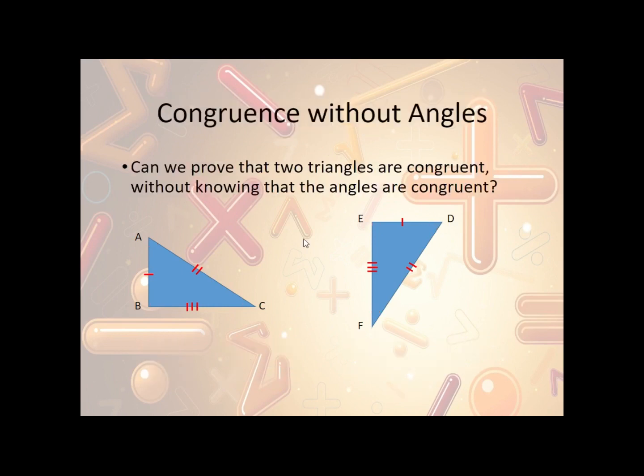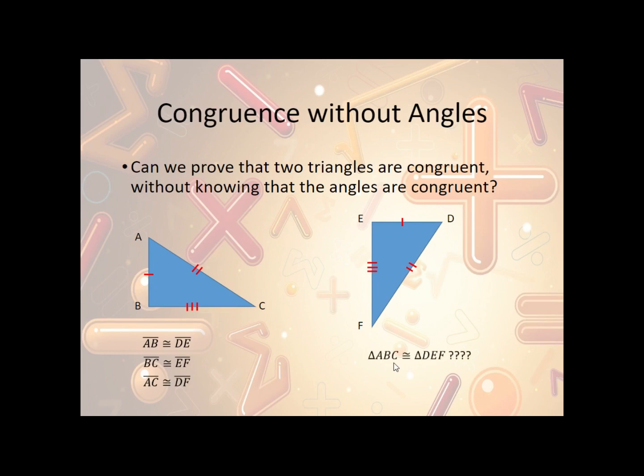Now the question is, what if we don't have all that information? What if we don't know all the sides and all the angles? Can we still prove that two triangles are congruent? So in this case, we have no angles and all the sides. So we have three sides we know are congruent, but does that mean necessarily that the angles are congruent? So we know that AB is congruent to DE. We know that BC here is congruent to EF. And we know that AC is congruent to DF. And that's based on the markings here.